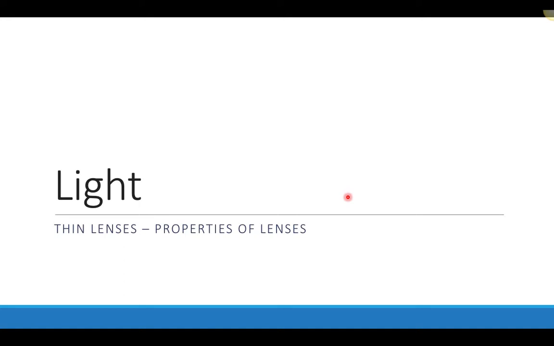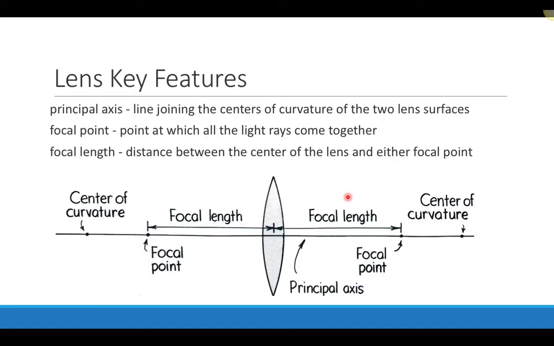In this presentation, we will continue to talk about thin lenses, and we will look at some of the properties of thin lenses as well as how we can use geometric optics to determine where images are formed from a thin lens. So before we jump into talking about geometric optics, we need to understand some of the key features of the thin lenses and how images are formed.